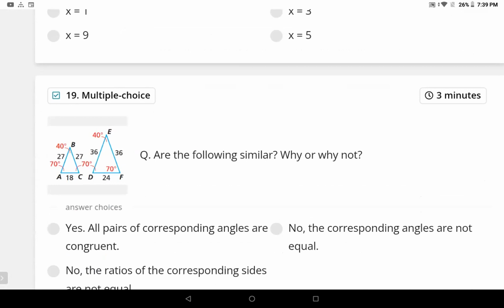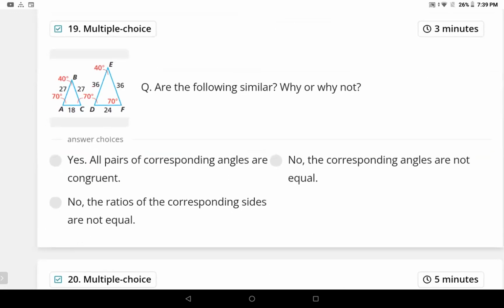Are the following similar? Why not? Because if they are similar, we can easily say that. Ma'am, it's yes, corresponding sides are congruent. Yes, here you just see, children, whether corresponding angles are equal and corresponding sides are in proportion or not. Please check it, children. They all are similar. Yes, all pairs of corresponding angles are congruent. No, the corresponding angles are not equal. No, the ratios of corresponding sides are not equal.